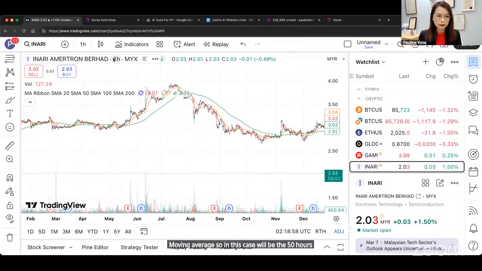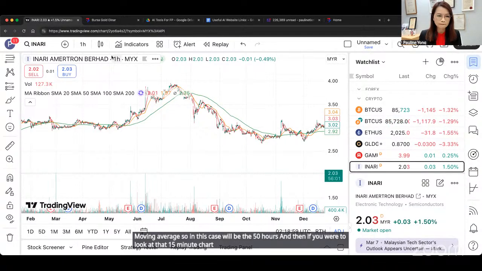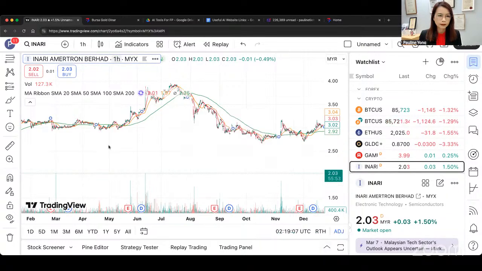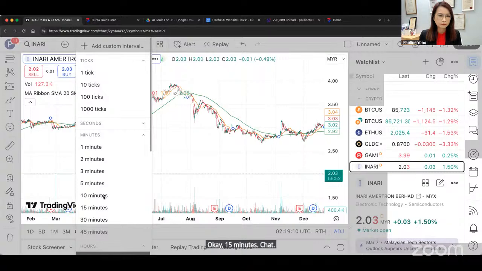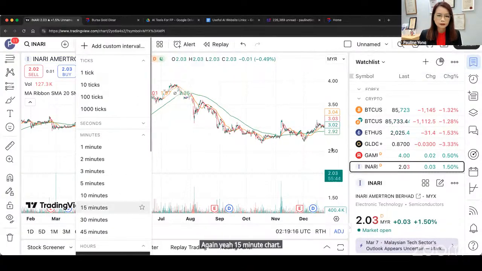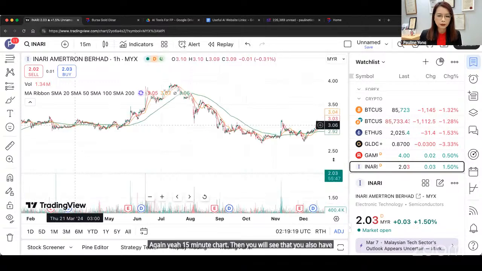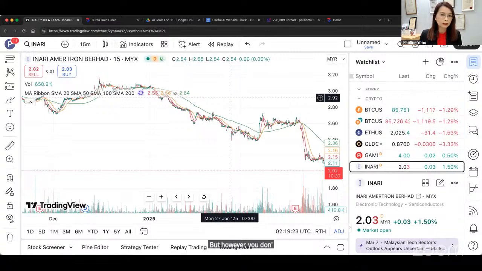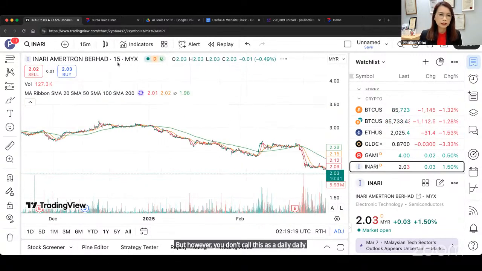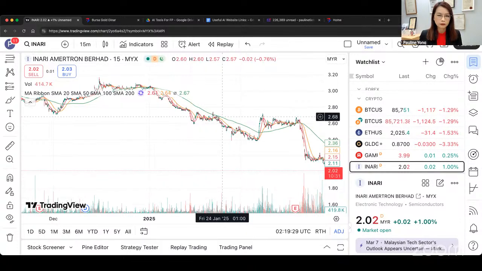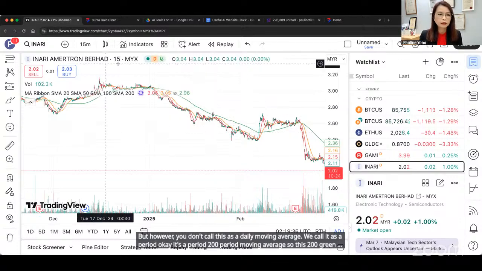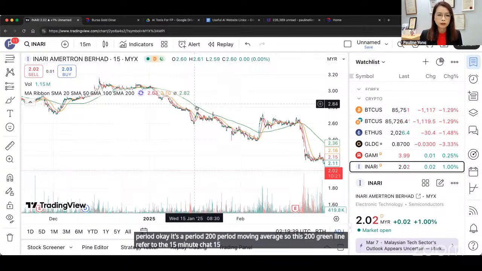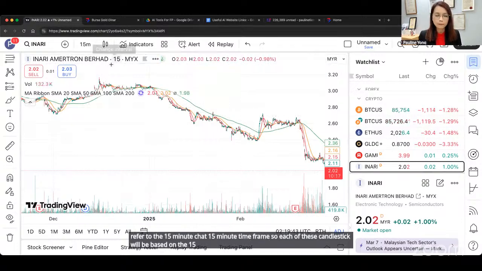And then if you look at the 15-minute chart, again here, the 15-minute chart, you will see that you also have all these lines as well. But however, you don't call this a daily moving average. We call it a period, a 200 period moving average. So this 200 green line refers to the 15-minute chart, 15-minute time frame. So each of these candlesticks will be based on the 15-minute period.